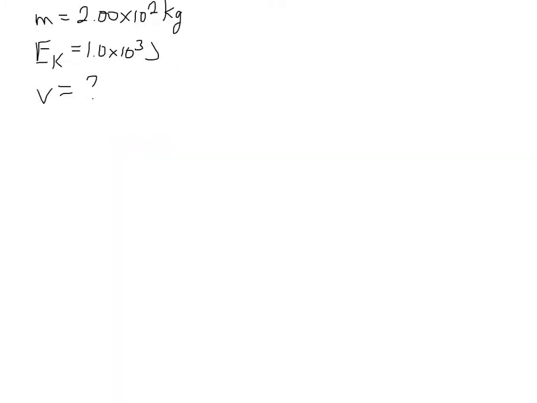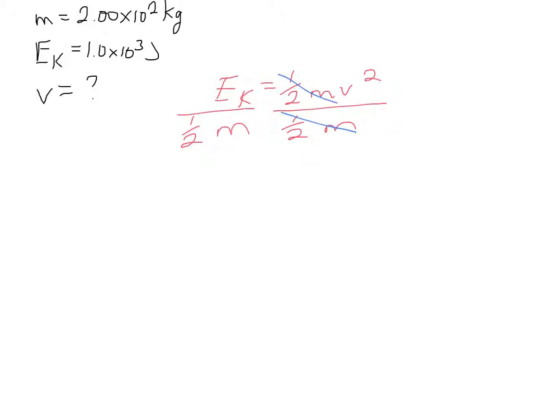The question about the moving rocket gave us the mass, gave us the kinetic energy, but we do not have the velocity. So we know that our EK is going to be half mv squared, and this time we want to isolate for velocity. You can do it like I just did the last one by putting in the numbers first, or you can do it with the variables first. If I'm doing it with the variables first, I'm going to divide both sides by half m. On the right hand side, the half m cancels out. So what I end up with here is EK over half m is going to be v squared.